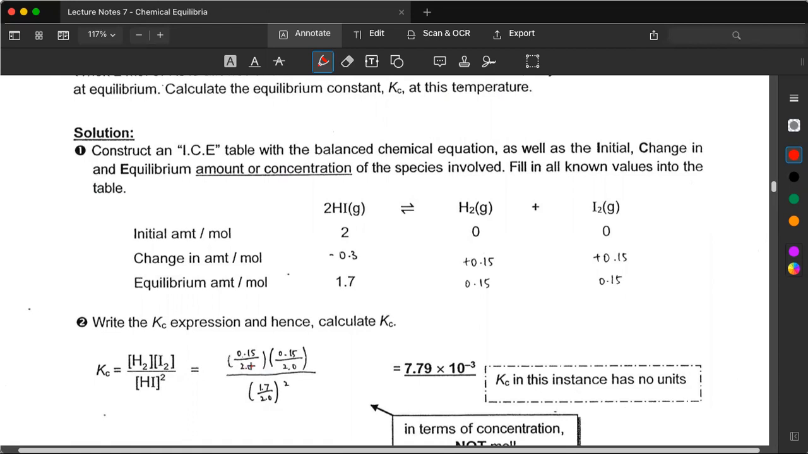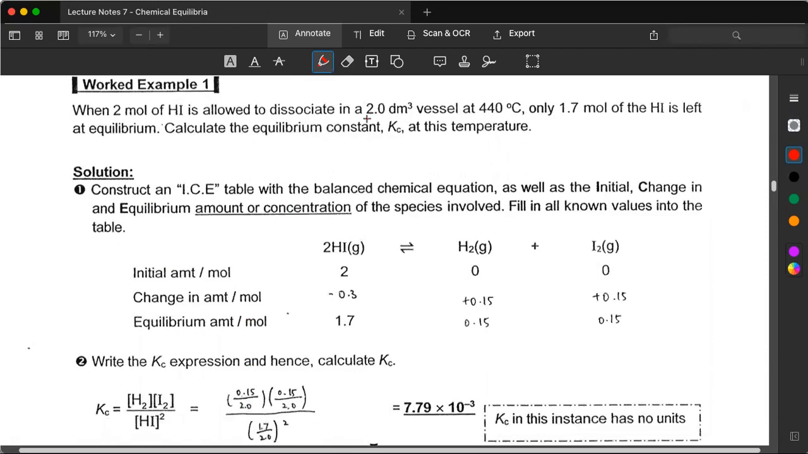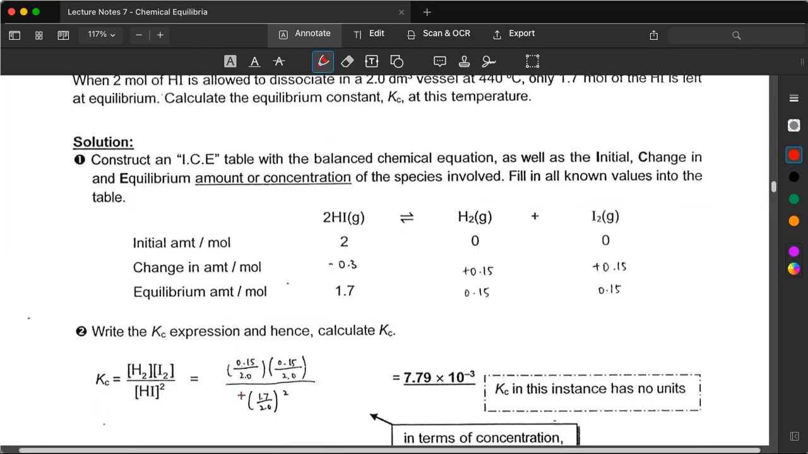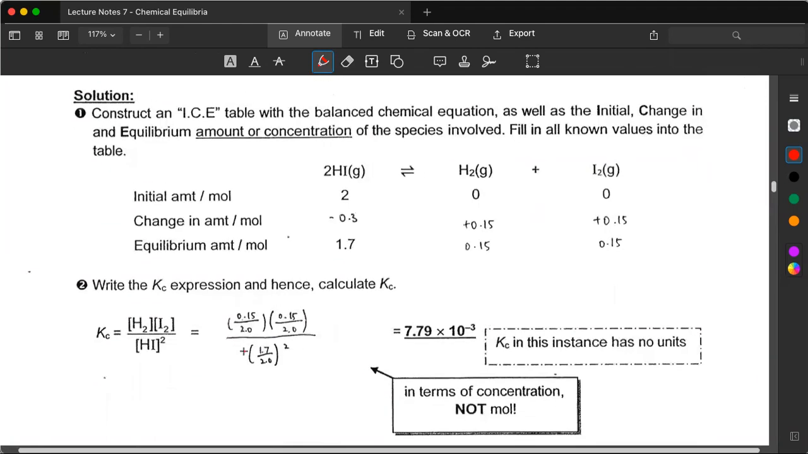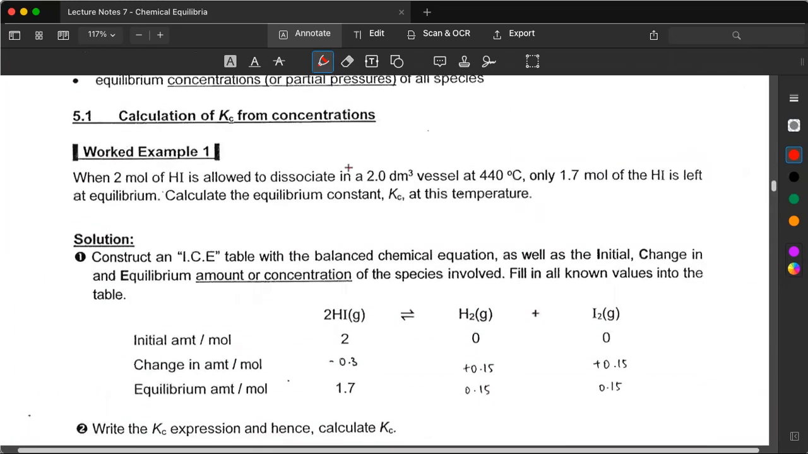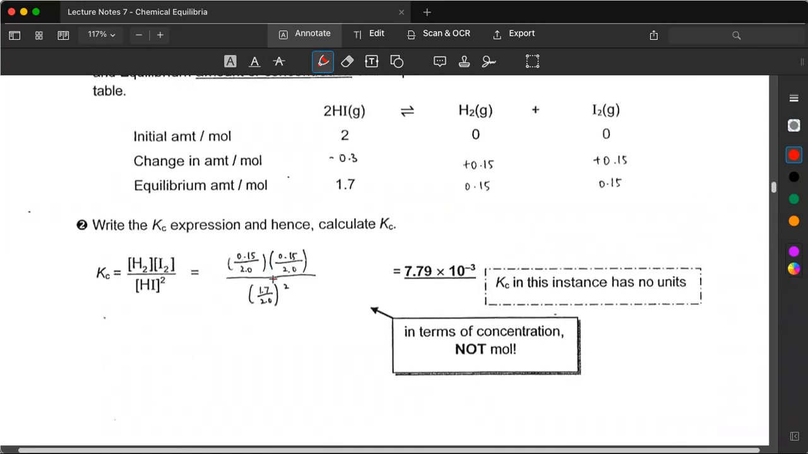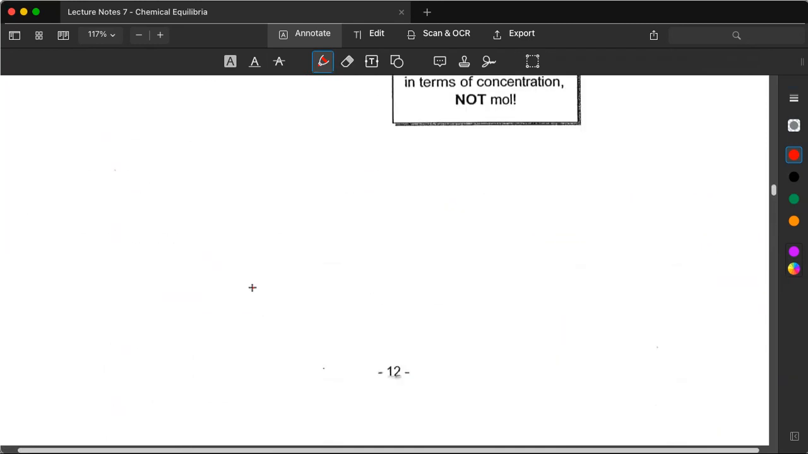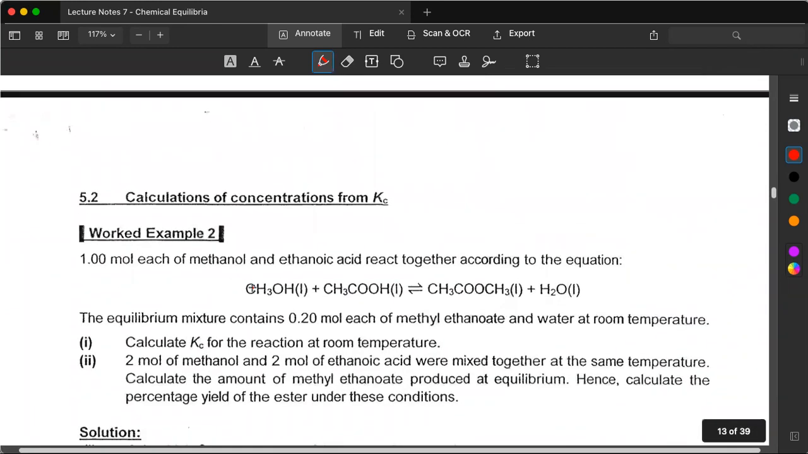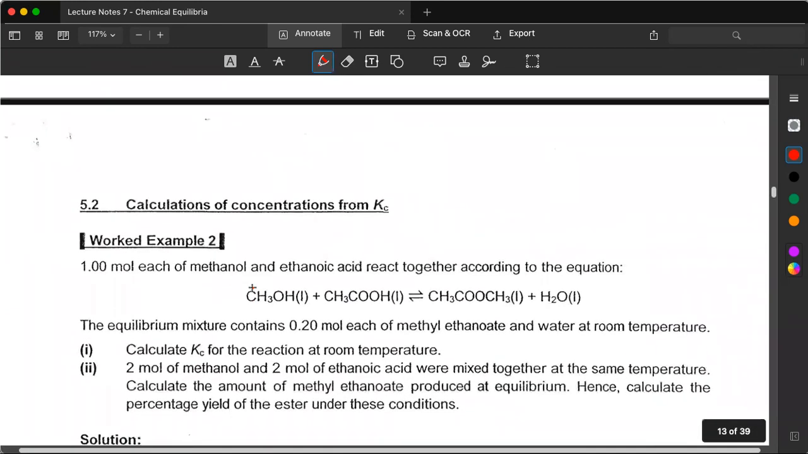The reason why you divide by 2 is because the volume is 2. So this one is mole, but this is concentration. So you need to divide everything throughout by 2. Understand? Yeah, then you get this expression. Be careful. This is in terms of concentration, not mole. You must consider the volume. Okay, next. And in this case, the Kc should have no units because they cancel off already. Now look at another example. You have 1 mole of methanol and ethanoic acid.